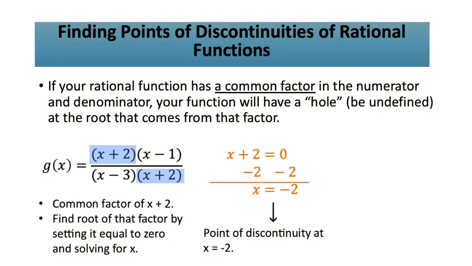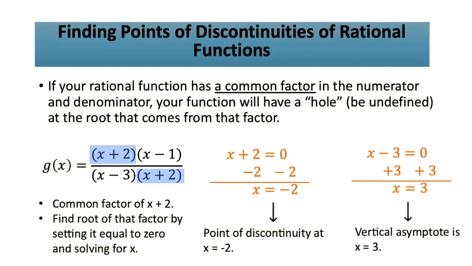Now the other factor in the denominator, the x minus 3, you would set that equal to 0 because that's going to be significant as well. That's going to give you your vertical asymptote. So that's how you tell the difference between a hole in the graph and a vertical asymptote.